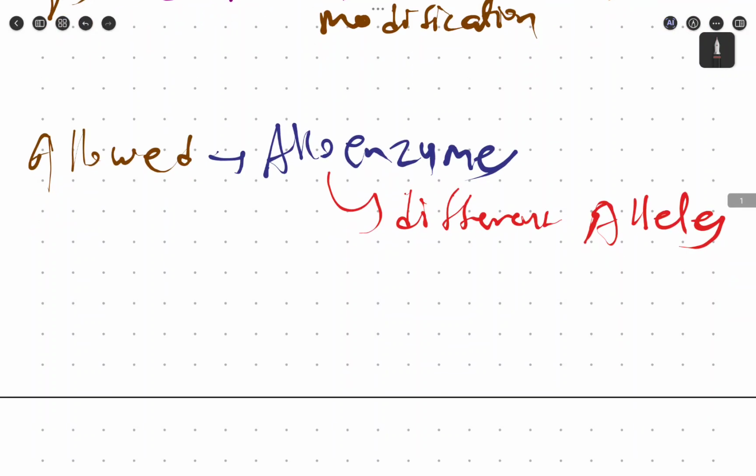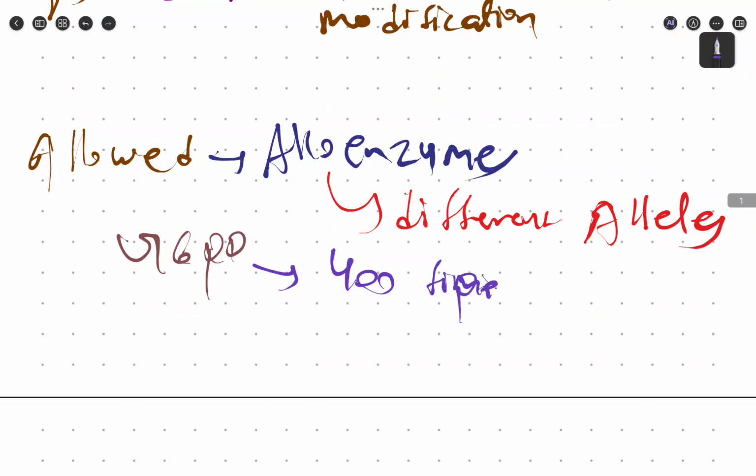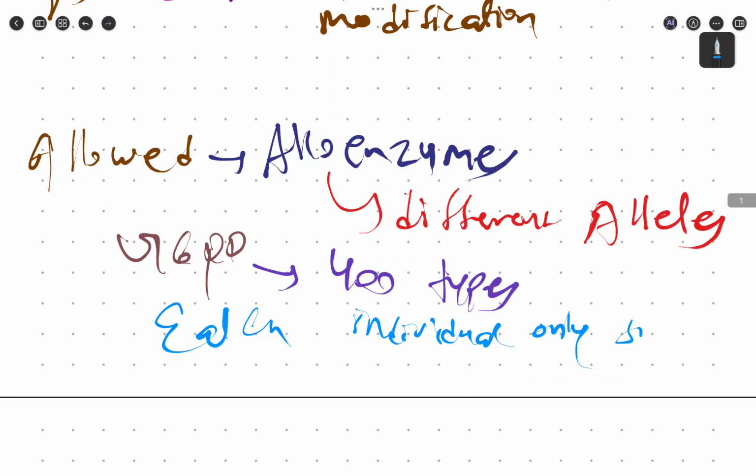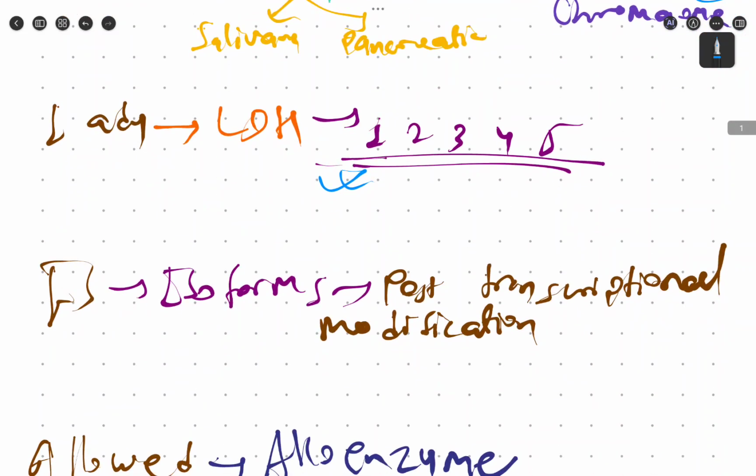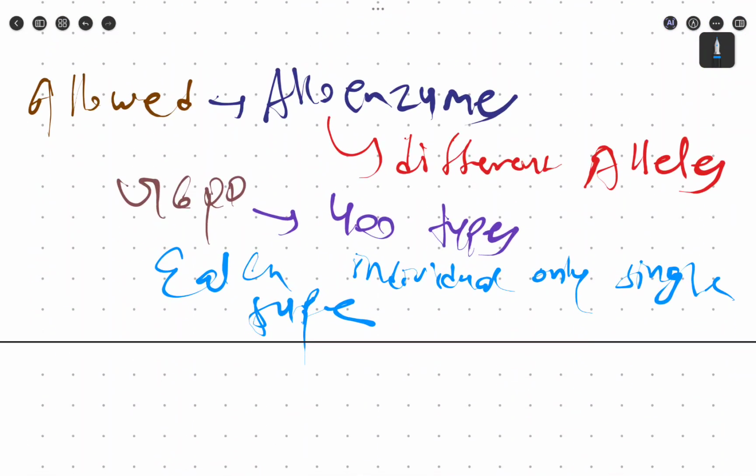An example of this is G6PD, glucose 6 phosphate dehydrogenase. All right. And there are around 400 types of it, and each individual has only a single type. So every type is found in the population, but in each person, only one.